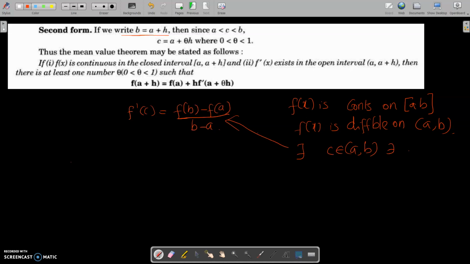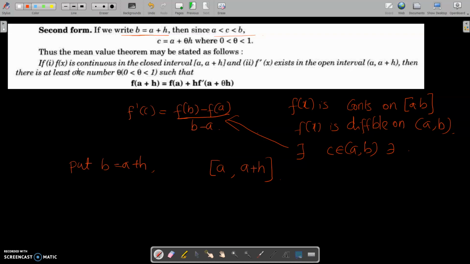Okay, here put b equal to a plus h. If b equal to a plus h, then our interval is a plus h. Right, this is c equal to a plus theta h, where theta lies in between 0 and 1. So this will be a value in between them.